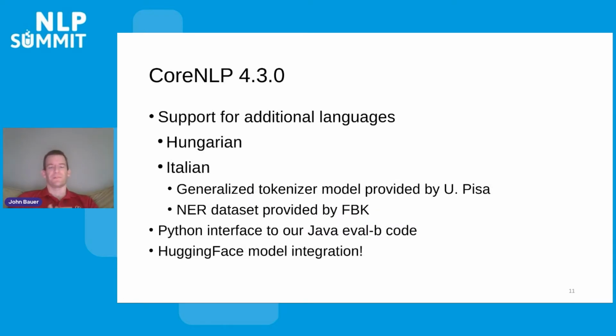In the most recent version of CoreNLP, from University of Pisa, there was a tokenizer package provided called CoreNLP IT. This is a generalized tokenizer, so this allows us to expand it to more languages. We use this to produce an Italian and a Hungarian pipeline. As part of the Italian pipeline, we've also included an NER dataset provided by FBK. We were unable to find an Italian NER dataset suitable for our uses, so this university graciously provided this to us.